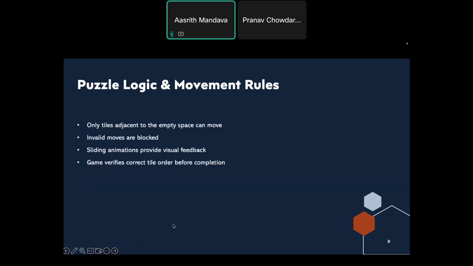Thank you, Pranav. Now I'll be discussing the puzzle logic and the movement rules. The puzzle logic ensures that only the tile adjacent to the empty space is allowed to move, which maintains the integrity of the game. Invalid moves are blocked, and sliding animations provide visual feedback to the users. Before allowing the game to finish, the system verifies that the tiles are arranged in the correct order. This verifies the correctness of the puzzle.